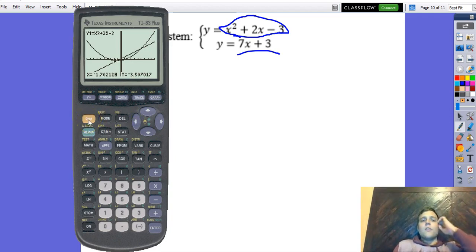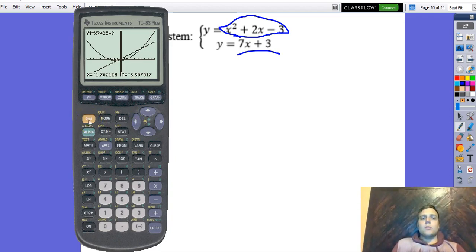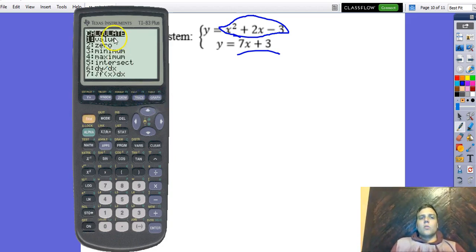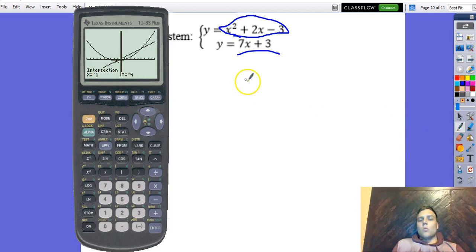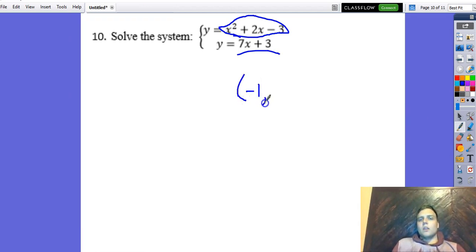So here's a function we haven't talked a whole lot about in class, but it shouldn't be too hard. You can hit second trace, and you see this number 5 where it says intersect. Just get yourself really close to the intersection point, and then hit enter 3 times. Boom, that's where they first intersect. Negative 1, negative 4. So one of your answers is negative 1, negative 4.